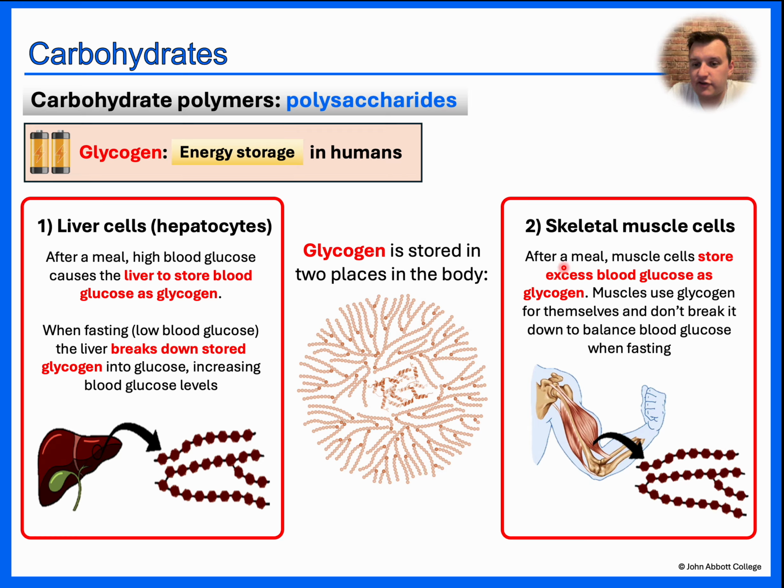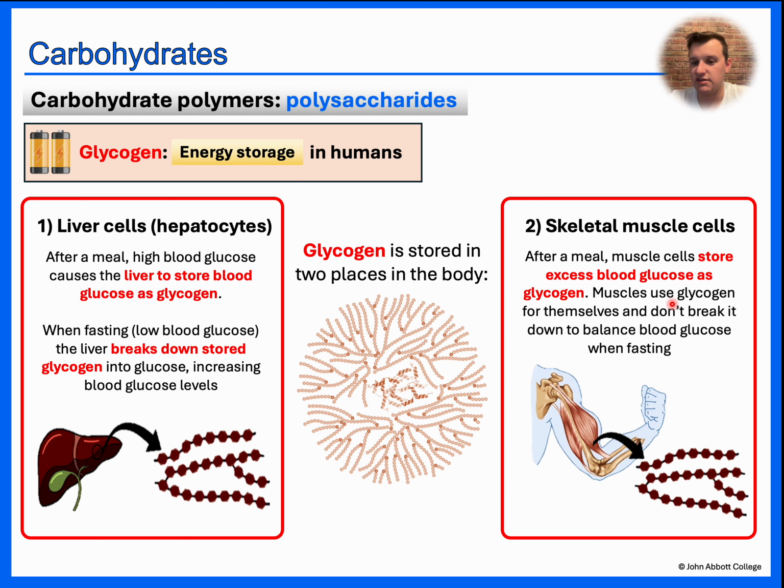Skeletal muscles, after a meal, muscle cells also store excess blood glucose as glycogen. Sometimes you'll see people that go to the gym, they'll eat a lot of carbs before going to the gym, because when you work out your muscles will take up all of these carbs, and they'll help get the energy for the muscles, right? So when you eat a big meal, the excess blood glucose could be stored in muscles. And what's interesting is, unlike the liver, skeletal muscles are greedy.